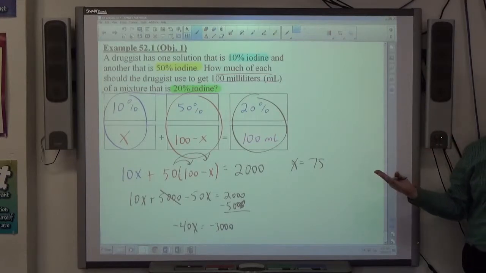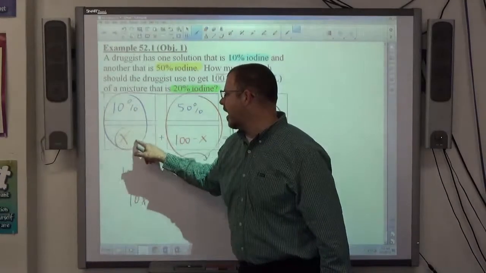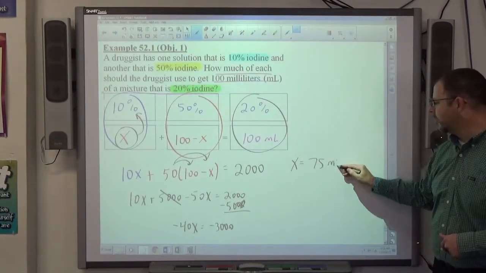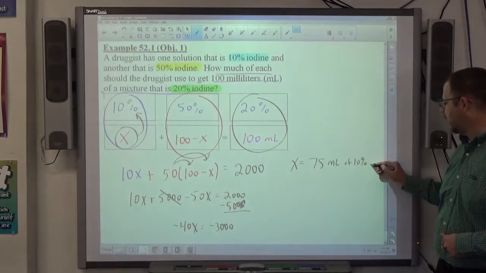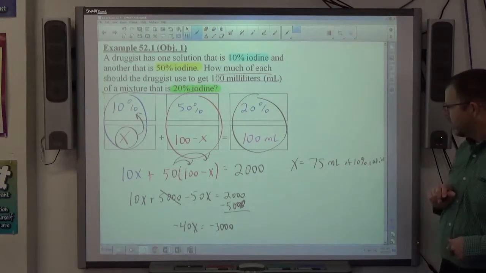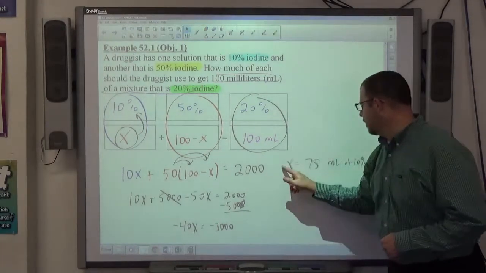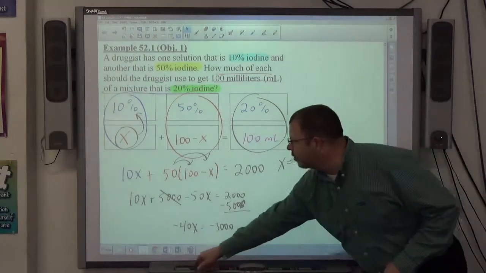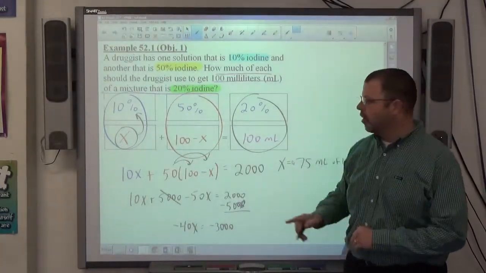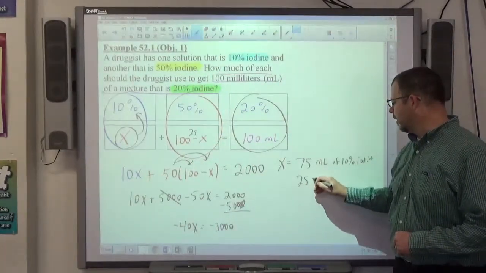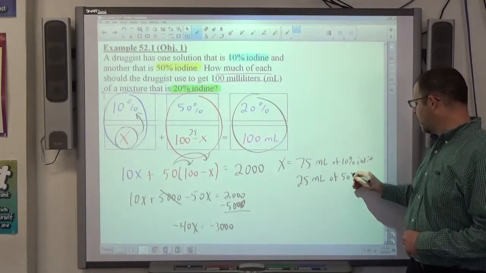As with most graphic organizers, they do two things. Number one, they organize everything to create a nice equation for us. The other thing they do is they allow us to interpret our answers to see what our answer represents. If I go back to this graphic organizer, I find x, I look and see what x represents. It's 10% iodine, right? So 75 milliliters of 10% iodine. And the other one would be what? 25. We know that the two substances have to add up to 100, right? So if this one's 75, 100 minus 75 equals 25. So we get 25 milliliters of 50% iodine.